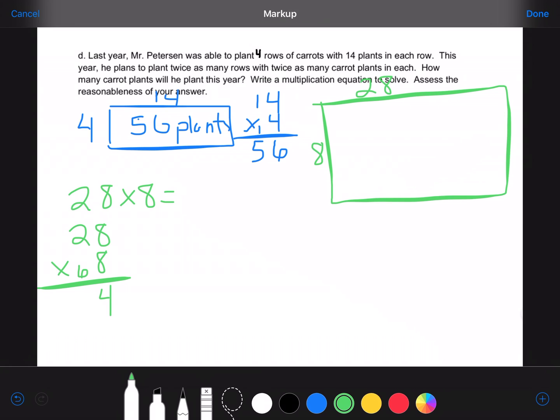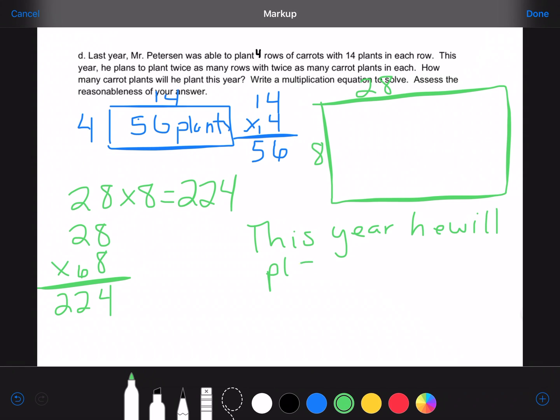8 times 2 is 16 plus 6. 16, 17, 18, 19, 20, 21, 22. Yep, I used my fingers to count. I'm not afraid to admit it. So, how many carrots will he plant this year? So I would write my word problem, word answer. Right, this year he will plant 224 carrot plants.